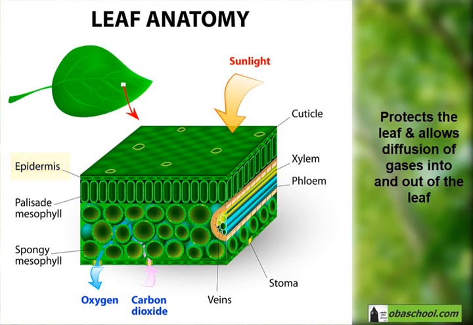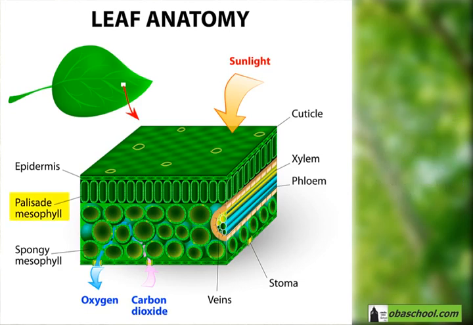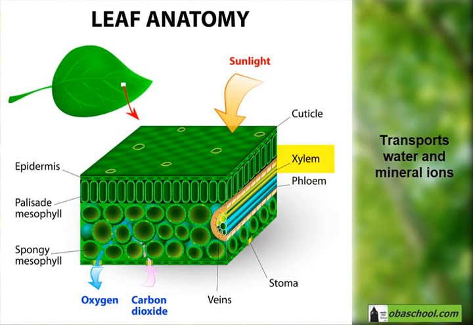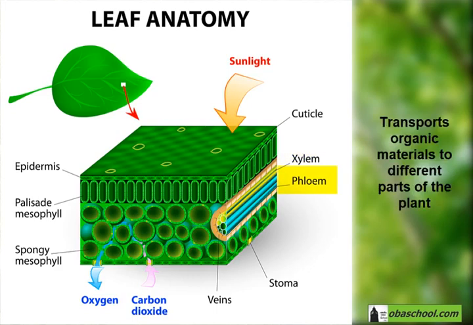There is a palisade mesophyll tissue made up of palisade cells that are responsible for photosynthesis. There is a spongy mesophyll tissue that is responsible for diffusion of gases. There's the xylem that transports water and ions into the leaf. And there is phloem that transports the organic materials made from photosynthesis away from the leaf and to the different parts of the plant.